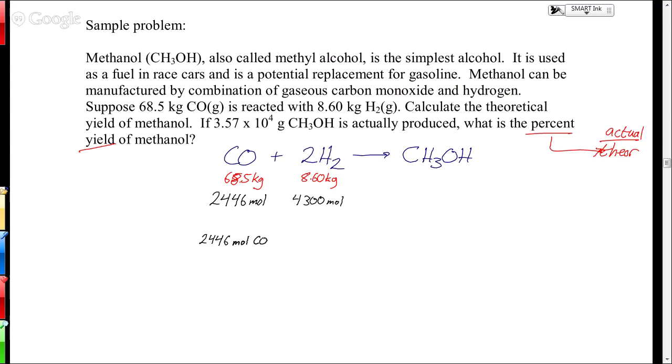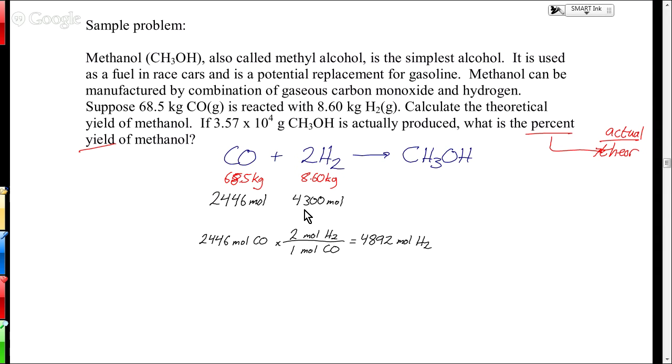2,446 moles of CO, we need 2 moles of hydrogen. All right, so that's double. So that's going to be 4892. So for the amount of CO we have, we need 4,892 moles of hydrogen. Is that how much we have? Do we have that much, or do we have less than that?